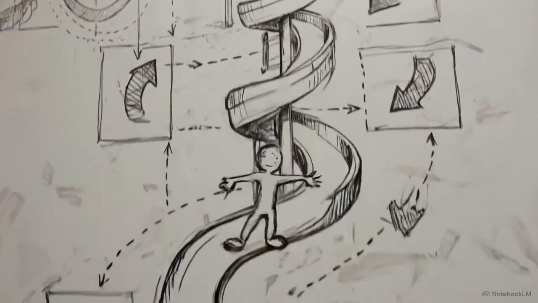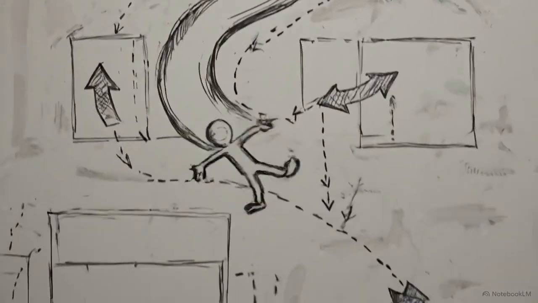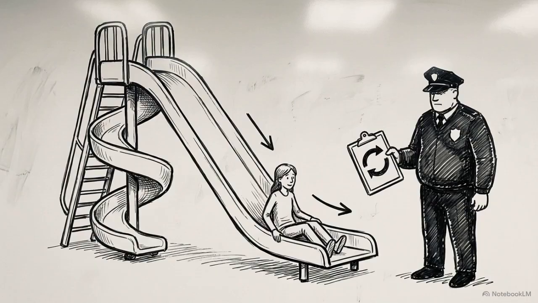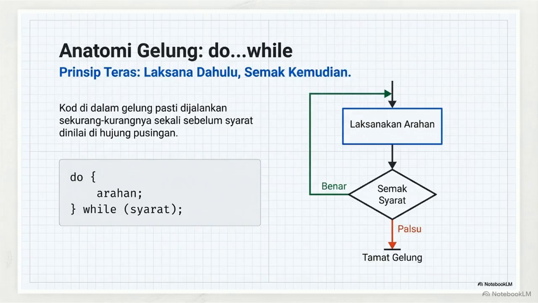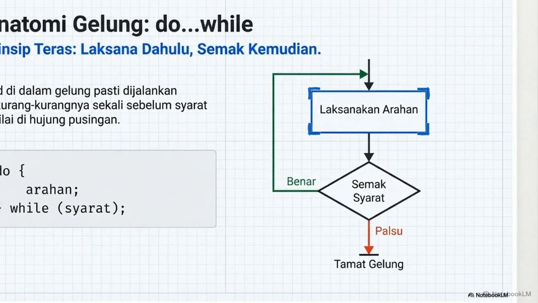Imagine a funhouse slide that has no front door. You fall straight into the ride, and you only meet a guard at the bottom who asks if you want to go again. This diagram shows the inverse of our previous logic. Do first, check later. The computer executes the instructions immediately, before it ever asks if it should repeat them.